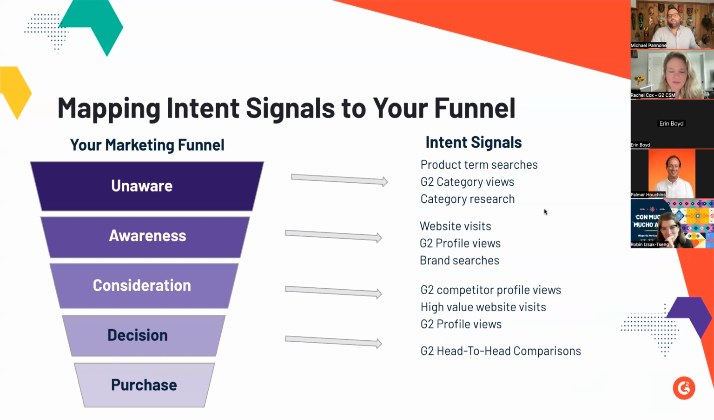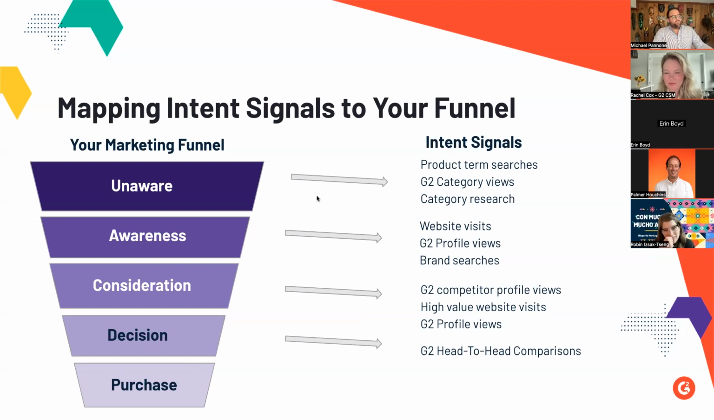So this is kind of mapping out what we just talked about. This is your average marketing funnel. You've got unaware, awareness, consideration, decision, and purchase at the bottom. This is how intent signals usually map out to your marketing funnel. And I feel like this is probably the part where people start saying, do we get copies of the slides? The recording will be available to you. And if you want a copy of the slide deck, let Rachel or Aaron and I know. We're happy to give you one.